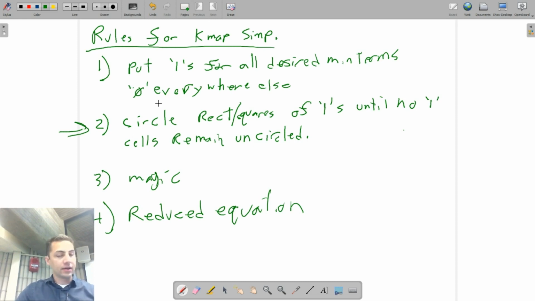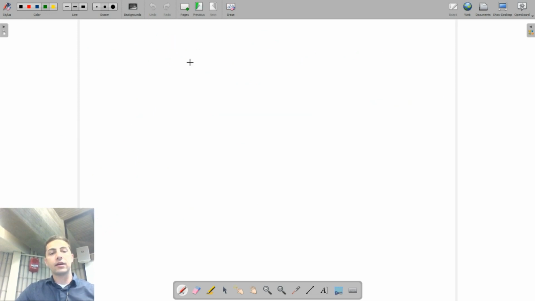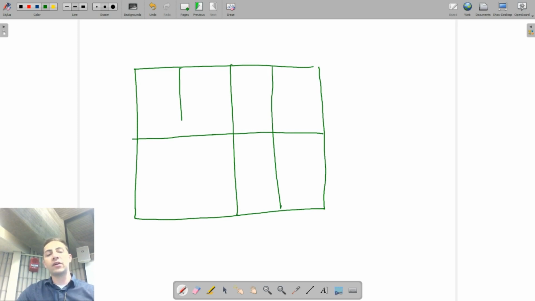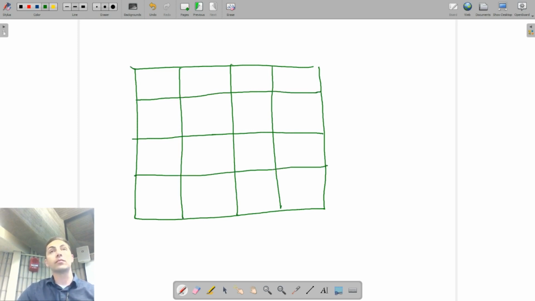So let's go in with a simple Kmap here. We'll use a 4x4 grid. If it's a 4x4 grid, how many variables are in this equation? How do you go from number of rows and columns? It's going to be 4 variables. How did you come up with 4? 2 on that side, 2 on top. Vertical and horizontal? Yes, yes.